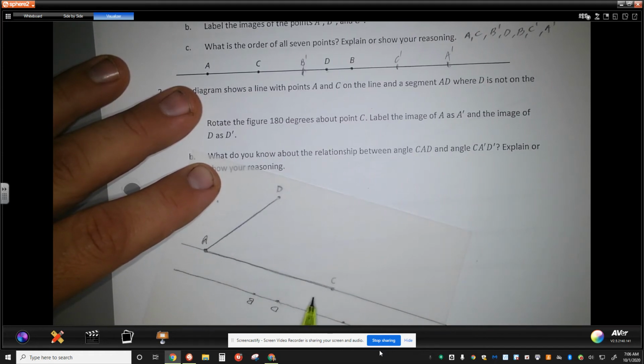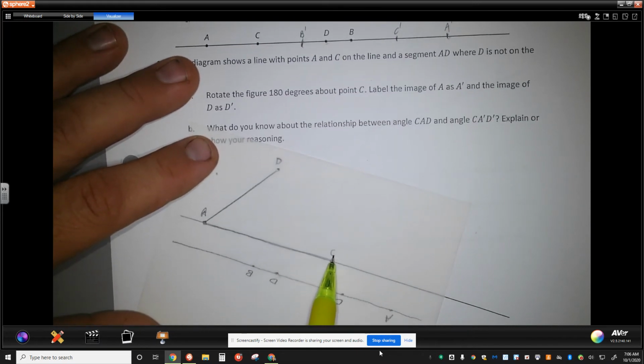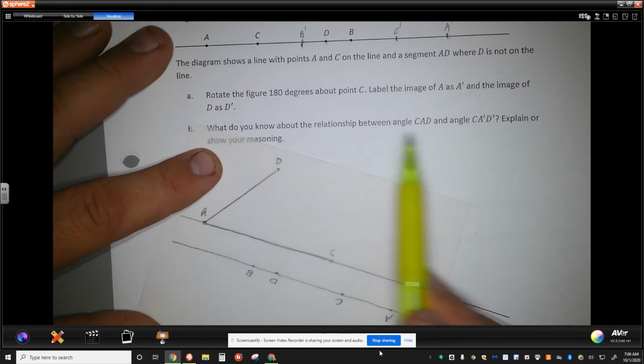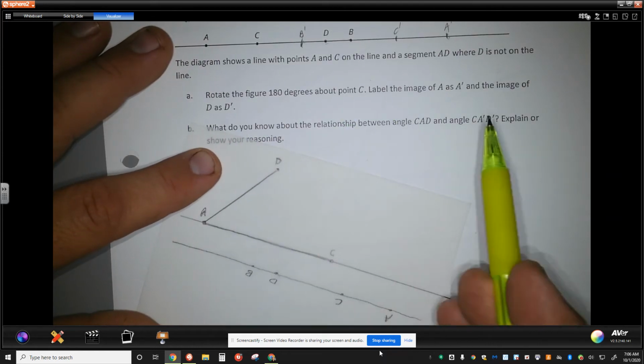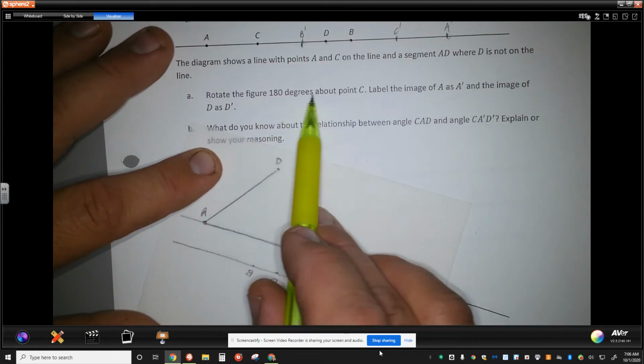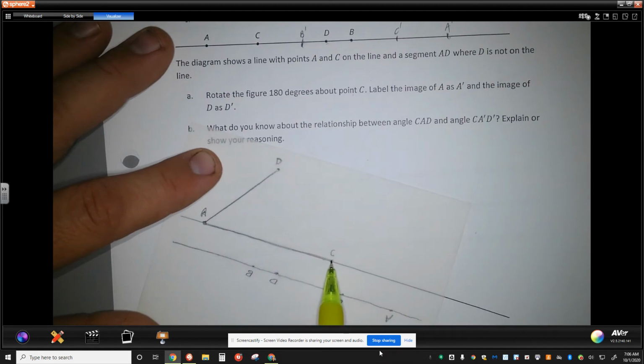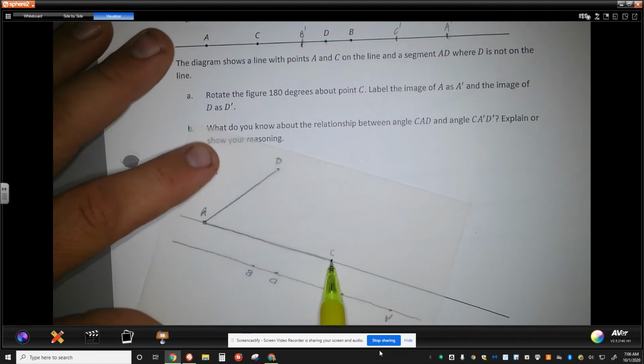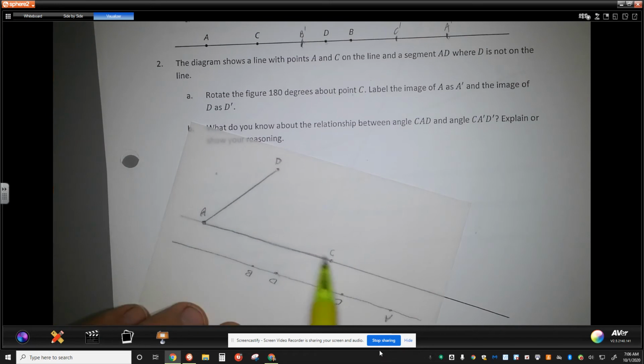Point C. 180 degrees means that this part of the line, this segment right here, should rotate, since point C is, let's see here. Oh, whoops, I misled you. I'm sorry. Since point C is a part of the line, and I'm going to rotate 180 degrees around point C, that means that AC should end up back on this same line. Here we go.